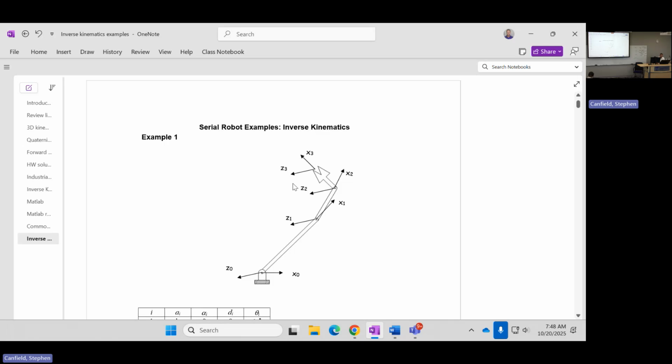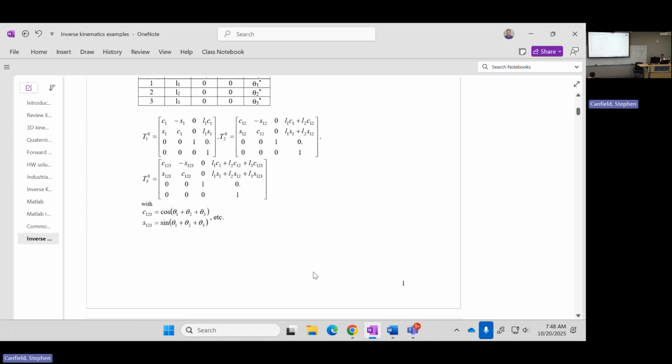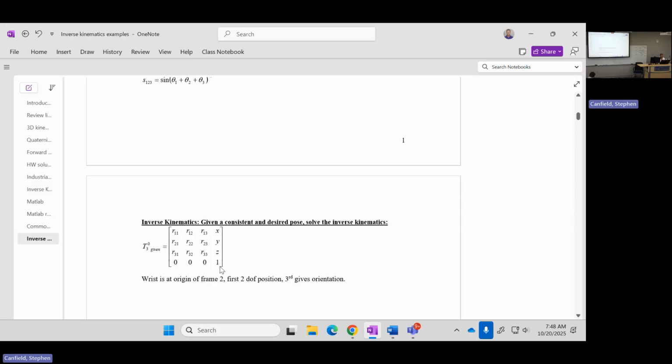Okay, let's start with this serial robot. The first one we have is a 3-degree of freedom planar robot. We have 3 links, and the forward kinematics are solved here for us. In this case, we're going to solve the inverse kinematics. We're assuming we're given a consistent and desired pose. When I say that, it means it's a position and orientation that's consistent with the robot. In this case, it's only a 3-degree of freedom robot, not a 6-degree of freedom robot, so I can't arbitrarily fill out all of these 12 parameters, but that's what's given.